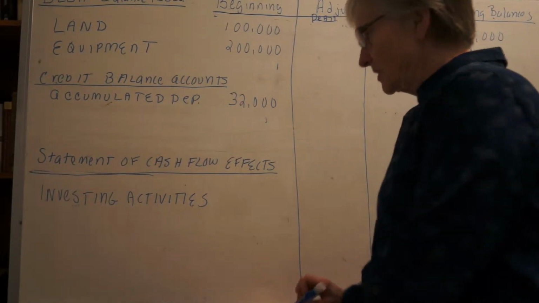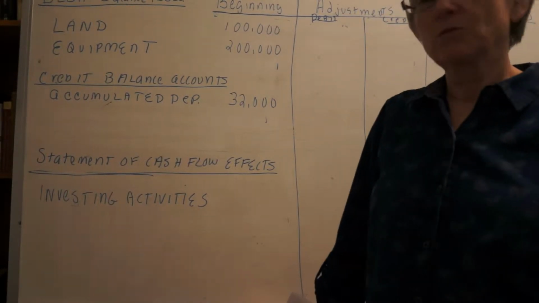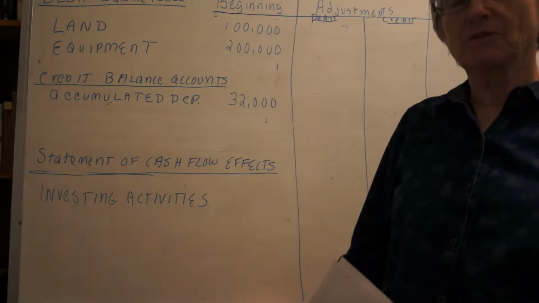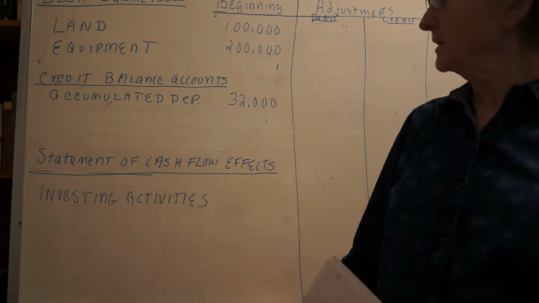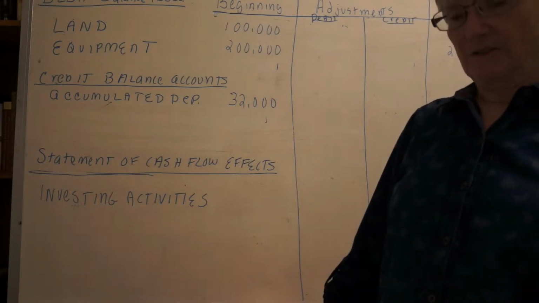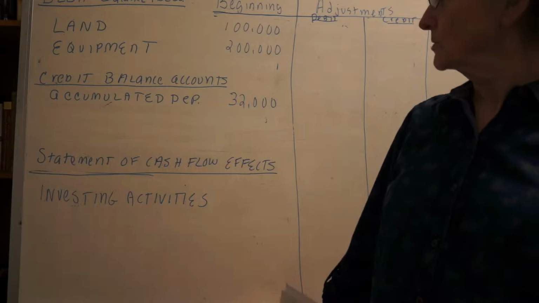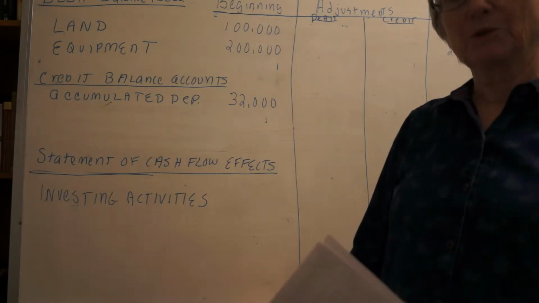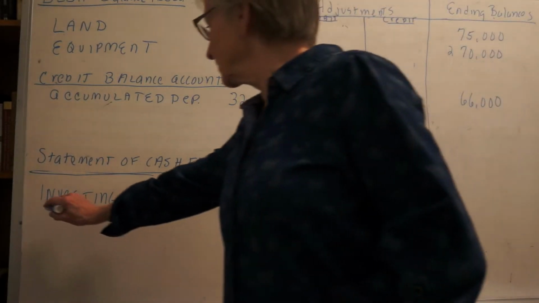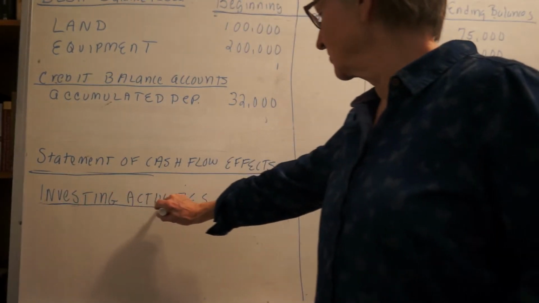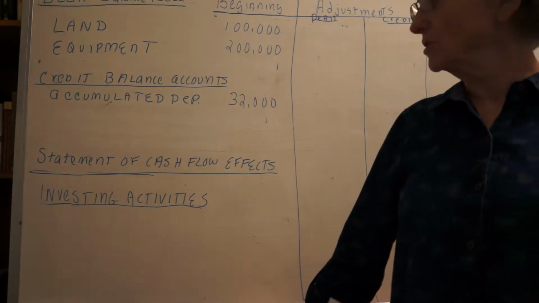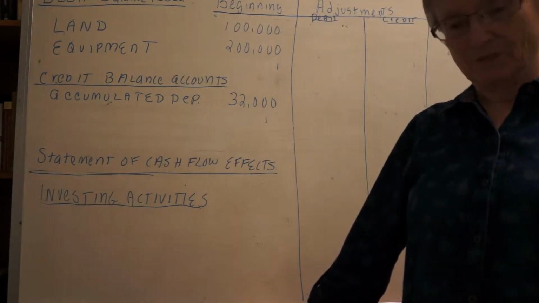So now we'll do the investing section. And if you remember from the classifications, the investing section is going to involve long-term assets. The long-term assets that we run into on our worksheet are land, equipment, and accumulated depreciation that will go with the equipment. And we're going to be working in the investing activities section down on the bottom part of the worksheet, the statement of cash flow effects.